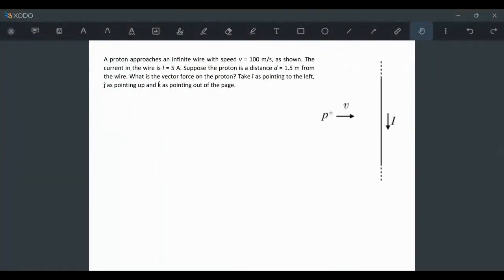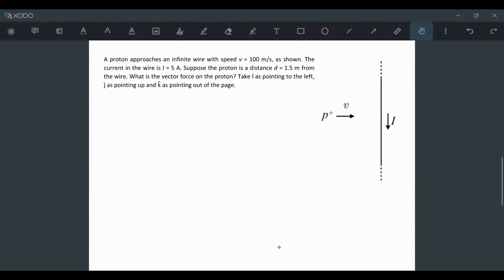Problem 3 is similar, involves the Biot-Savart law again. What we're told is there's a proton approaching an infinite wire with speed 100 meters per second as shown. The current in the wire is 5 amps. We're told to suppose that the proton is 1.5 meters from the wire.